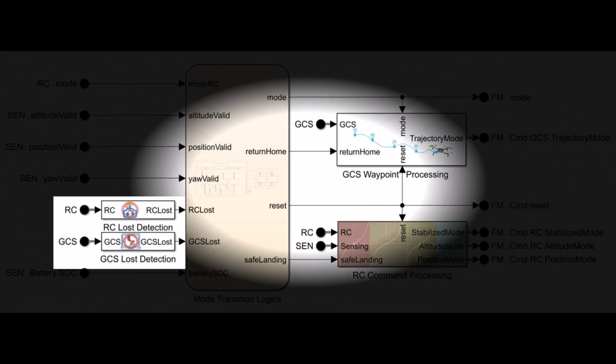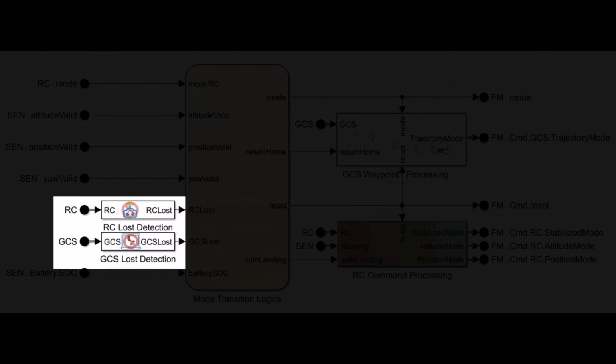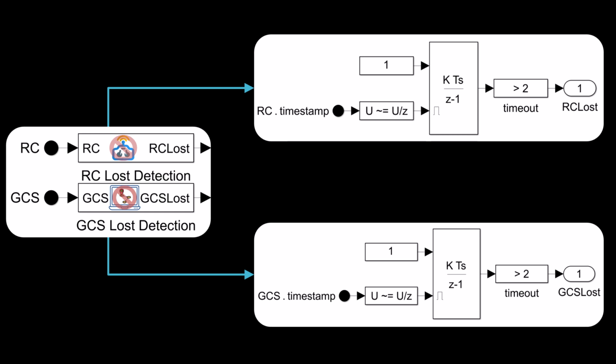Finally, we will examine the modules responsible for detecting loss of connection with the RC and ground control station. In this implementation, connection loss is detected by monitoring the timestamp. If the timestamp does not update for over 2 seconds, the system flags the connection as lost.